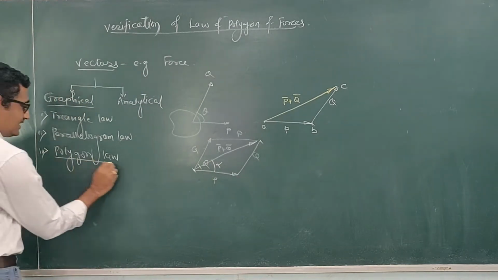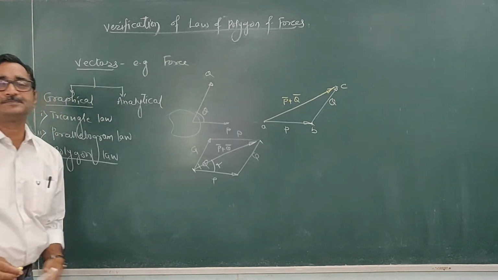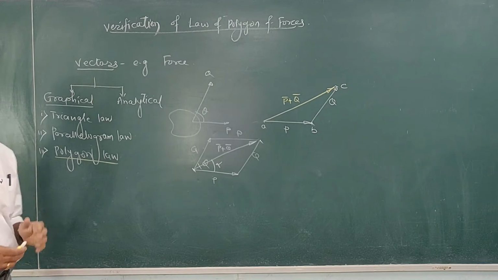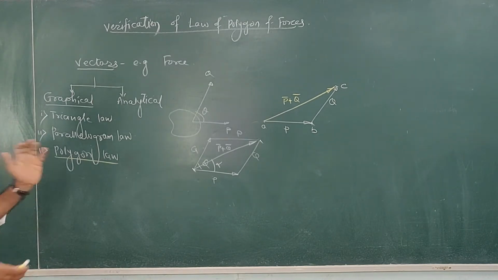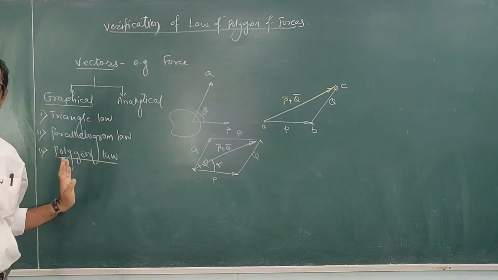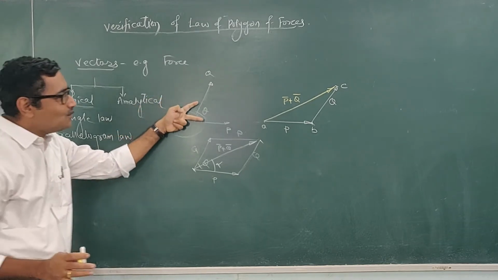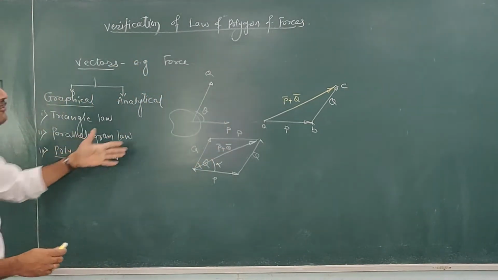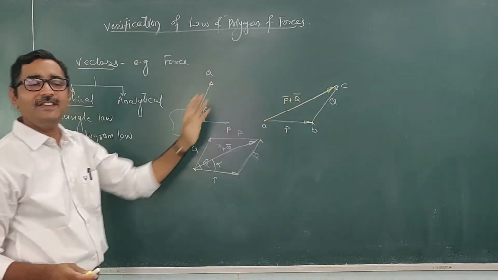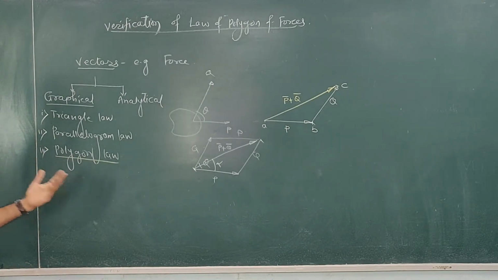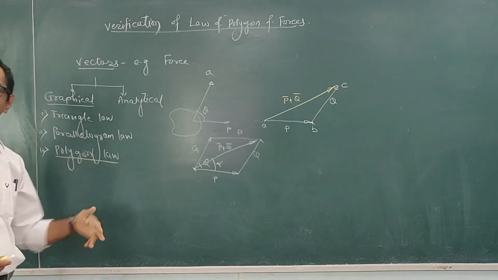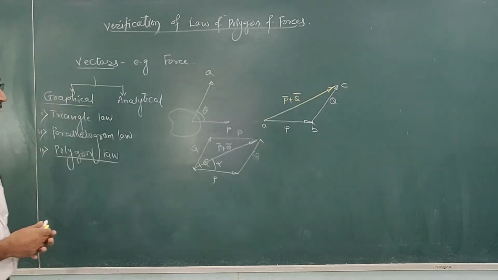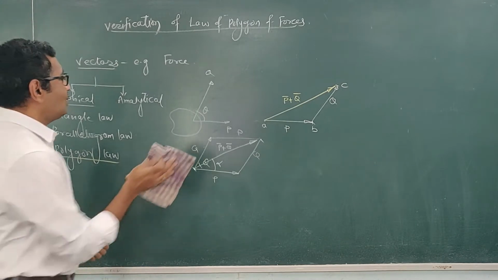Okay, now the third one is the polygon law, which we have to study here. When more than two vectors are there, we have to use the polygon law. The polygon law is just an extension of the triangle law. Here, with two forces we got a triangle, but when more than two vectors are there and you follow the same procedure, the figure will be a polygon. It may be a quadrilateral or a pentagon, depending on the number of vectors you are adding. Now what is this polygon law?